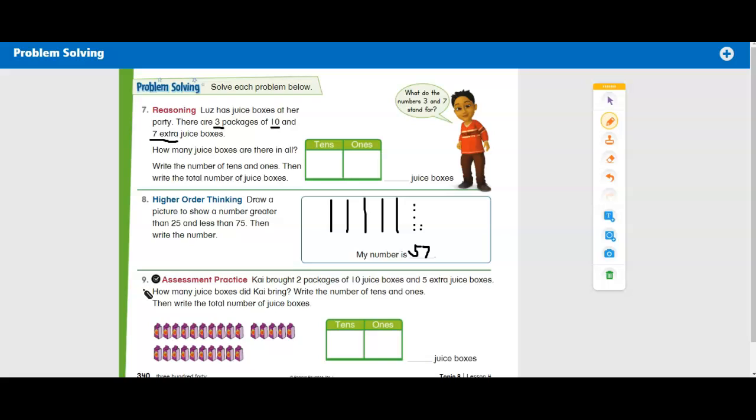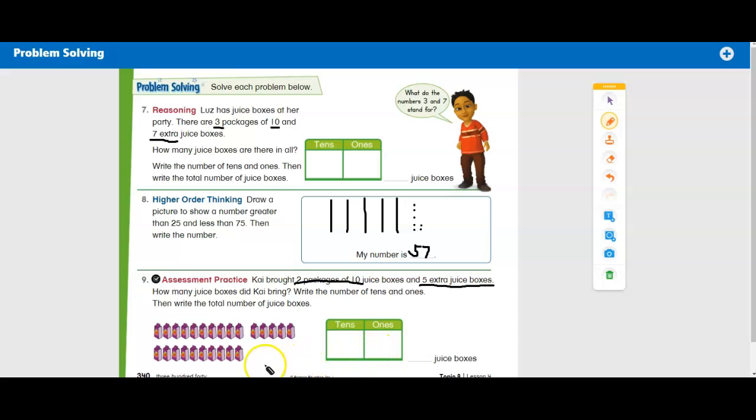For our last problem, number 9, it says assessment practice. Kai brought 2 packages of 10 juice boxes and 5 extra juice boxes. How many juice boxes did Kai bring? Write the number of tens and ones, then write the total number of juice boxes. How many tens did Kai bring? Write your answer in the tens blank. And how many ones did Kai bring? Write that number in the ones space.